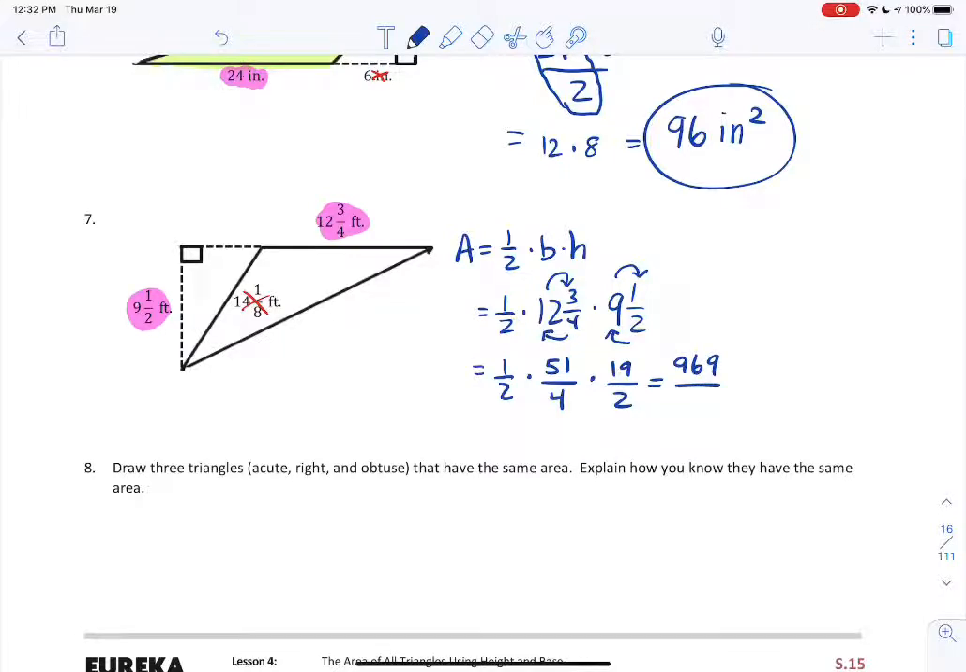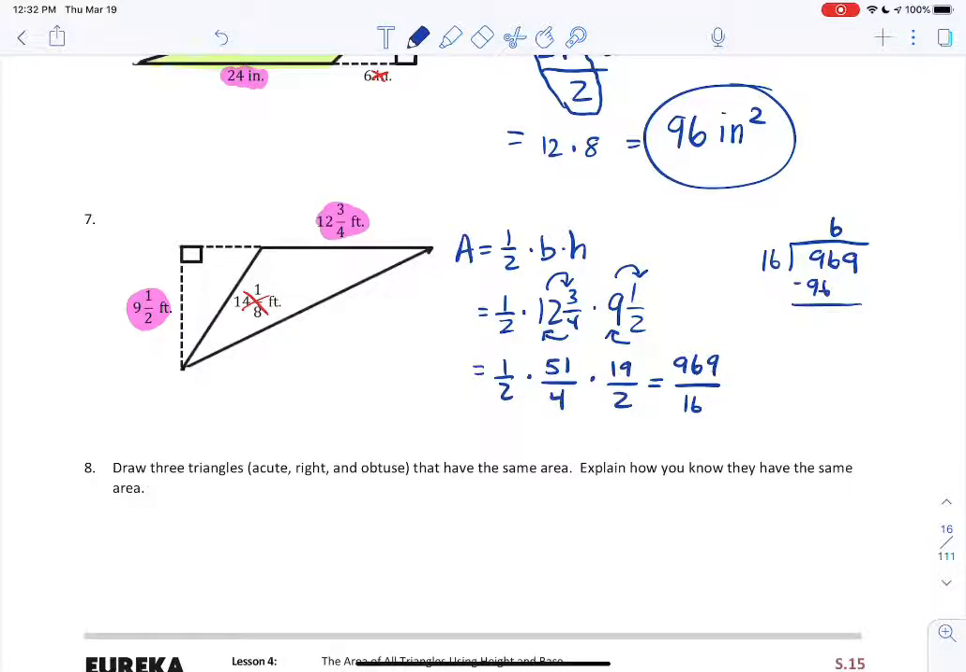And then on bottom, it's 2 times 4, which is 8, and 8 times 2, which is 16. And then if I want to convert that into a mixed number, I'm going to do a simple division problem. My remainder will be my new numerator, and the 16 will be the denominator. So 16 goes into 96. It goes in exactly 6 times. So 6 times 16, 96.